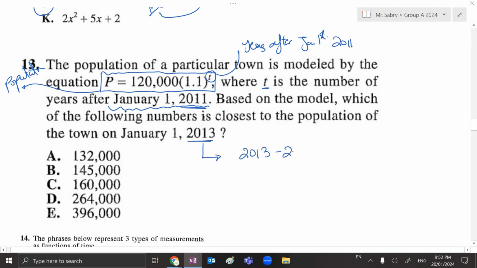Just need to subtract them. And clearly 2 years have passed. That means that this is the value of T, because T is the number of years after 2011. So all I need to do now is to substitute this 2 into the equation to find the population, because they already told me that this is how you find the population of this particular town. So I just put 120,000 multiplied by 1.1 to the power of 2 now.